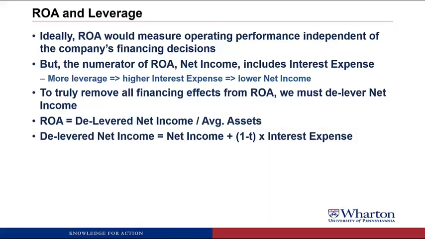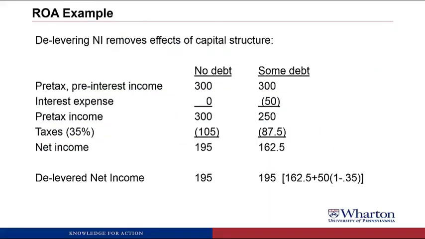Yeah, I know the formulas are a little bit abstract, so let's go through an example and see how this works. Here's a quick example to show why we need to de-lever net income to remove the effects of financing decisions. Let's say we have two companies, one that has no debt and one that has some debt. Both companies have the same pre-tax, pre-interest income, so their performance seems identical in an operating sense.